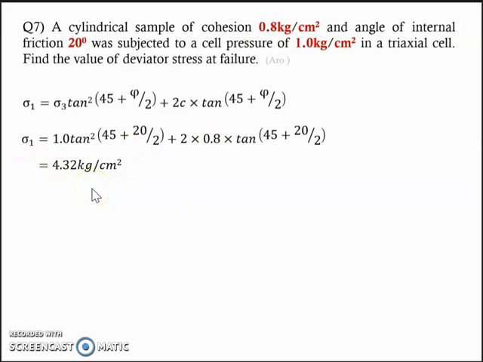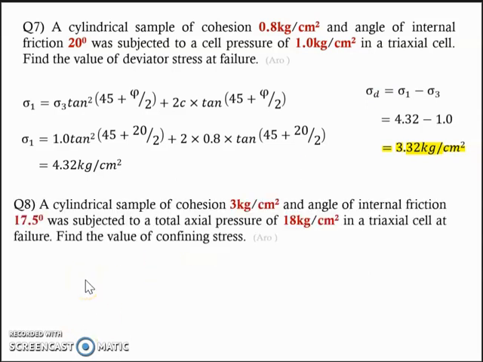the major principal stress. Now, major principal stress and minor principal stress are already known, and sigma d, the deviator stress, is nothing but the difference, sigma 1 minus sigma 3. If you recollect the figure, you would probably remember that major principal stress is the confining stress, or the minor principal stress, plus the axial deviator stress. So sigma d equals sigma 1 minus sigma 3, that's 4.32 minus 1, or 3.32 kilogram per centimeter square.